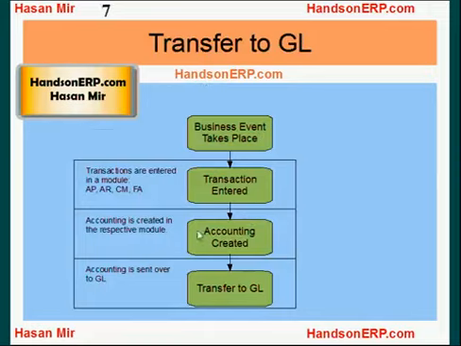When the system would reach this third step, where I'm saying accounting is created in the respective module, this flow I'm talking about is strictly for release 11i. So you enter the transaction in the respective module, wherever the transaction belongs to, and the accounting that will be created would also reside in that particular module. For example, if you enter an invoice in accounts payable, the accounting would be created in accounts payable, and finally the accounting would be sent over to General Ledger from the accounts payable module.